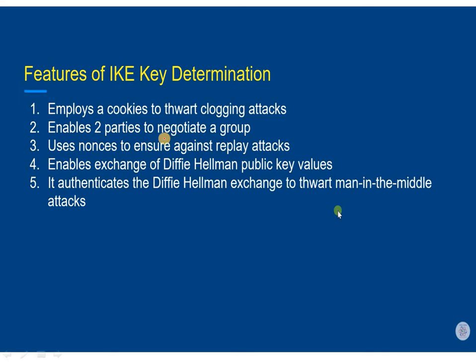It enables two parties to negotiate a group. So two parties can make a group, and by making the group they can securely negotiate the parameters, whatever parameters they can use for the security association, like the encryption algorithm, exchange, authentication algorithm, hashing algorithm. All these things they can negotiate within that group.